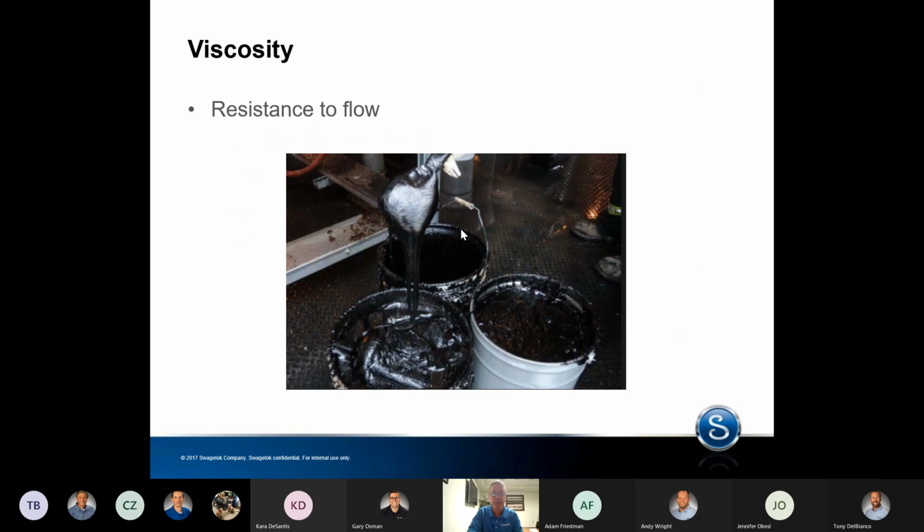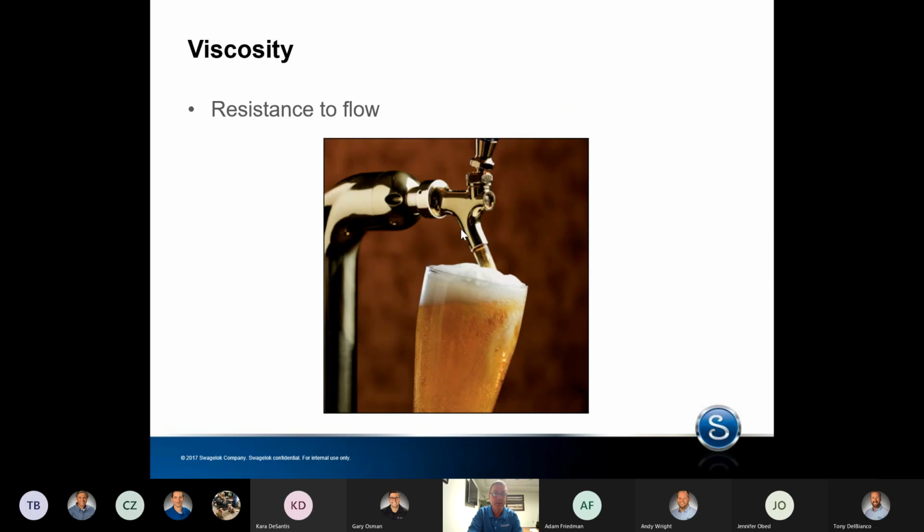The viscosity of your system media also affects the flow coefficient. The tar in the picture here is highly viscous and flows very slowly. To achieve the same flow rate as a liquid with a low viscosity, like beer, you'd have to select a valve with a much higher C sub V.